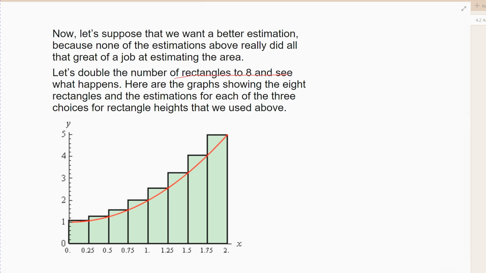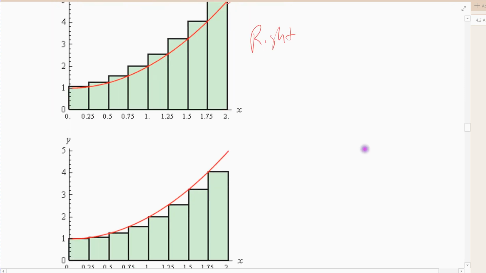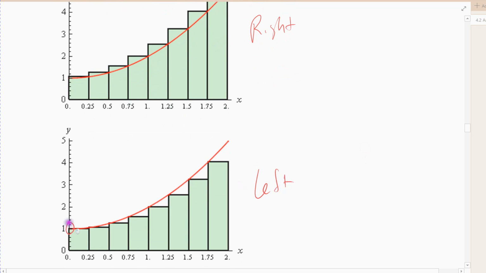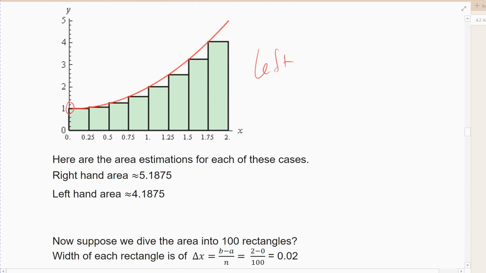But suppose, okay, again, we're leading to the theory here. Suppose I drew it into 4 rectangles. And so here's the picture from both sides. So this would be the right side, using my right endpoints. Then this would be the left side, using my left endpoints. And so if you'll see, it's a little better, right? I've got a little less area above, a little less area below, but it's still not perfect.